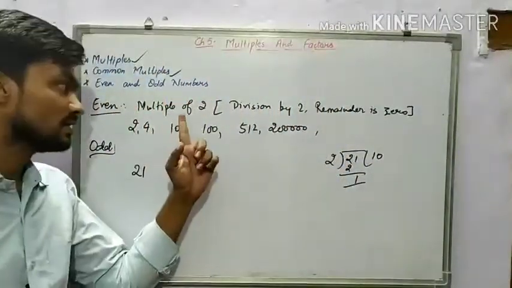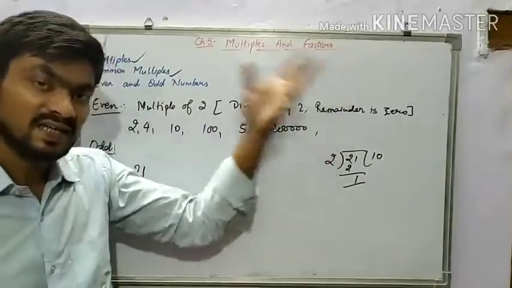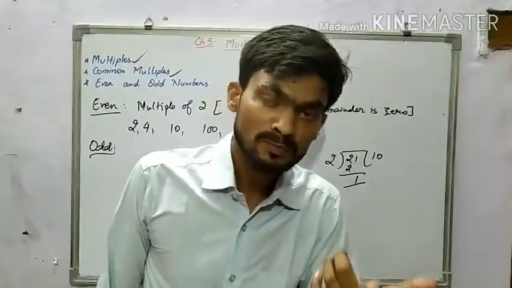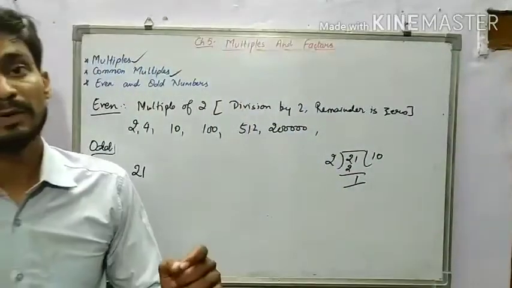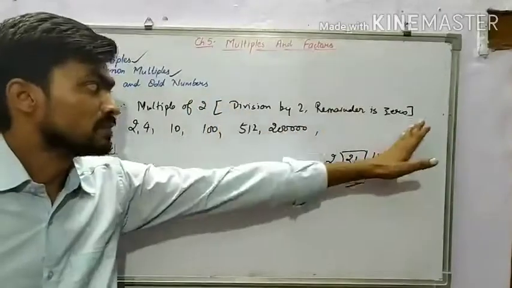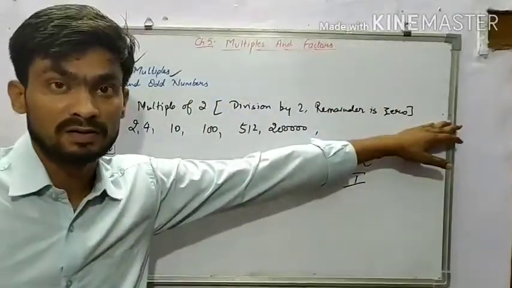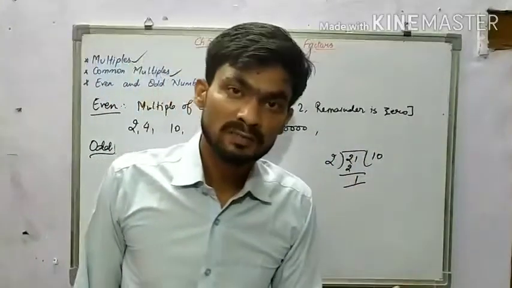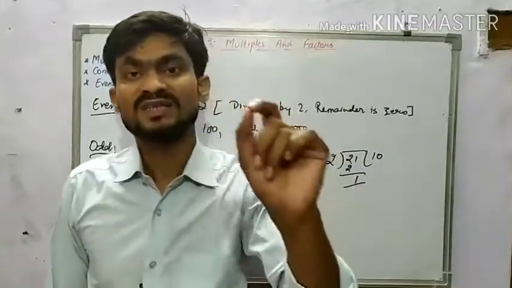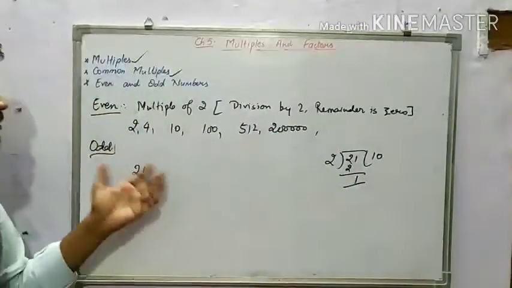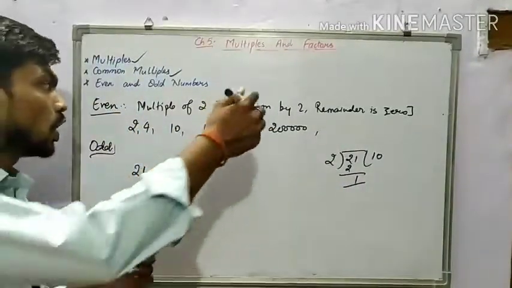So every number is either even or odd. How will we check? If this number is a multiple of 2, multiple of 2 means when it is divided by 2, it must not leave any remainder. And an odd number, if it is not a multiple of 2, it means it must leave the remainder 1. Correct? That is the meaning of even and odd numbers.